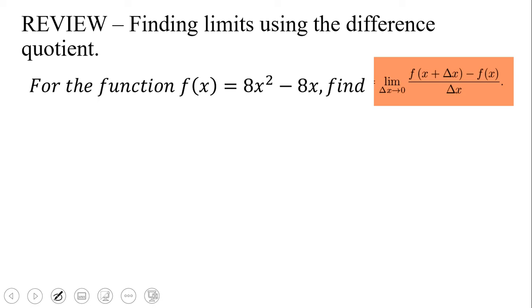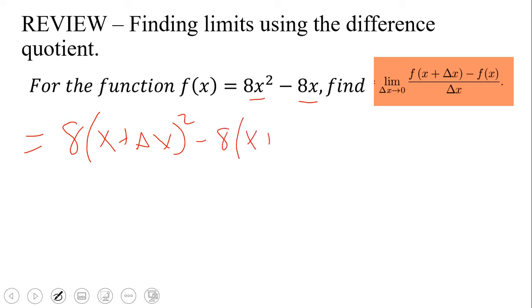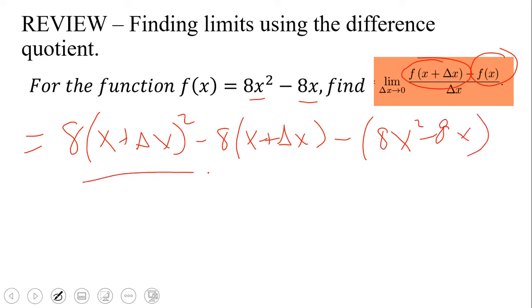So again, to start in the function, everywhere there's an x, you're going to put an x plus a delta x. So that's going to be 8 times the quantity, x plus delta x, the whole thing squared, minus x times x plus delta x. That's what happens if you just plug in x plus delta x. Then you're going to subtract the original function. Don't forget to use parentheses over 8x. And that's all over delta x.